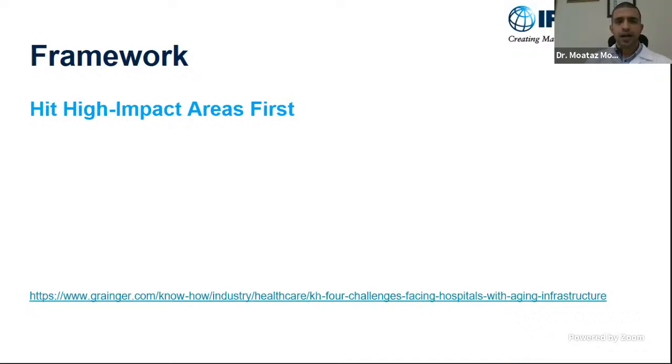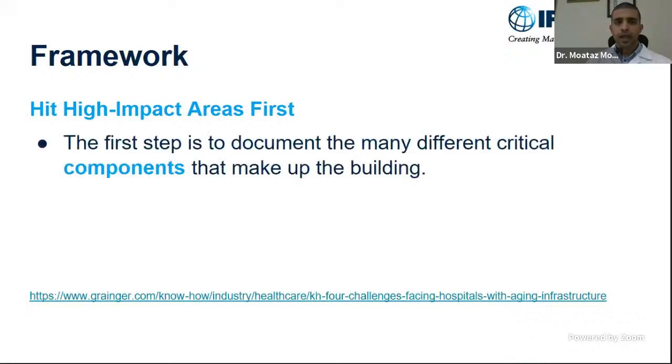Here is the high impact areas first. It's a very interesting article shared by Matt Key. He is the Vice President for Operations in MedExcel in the United States. He has proposed a very interesting and very useful framework or process that you should approach whenever you have any challenges complying with any codes or requirements in your facility. And it's very systematic and methodological.